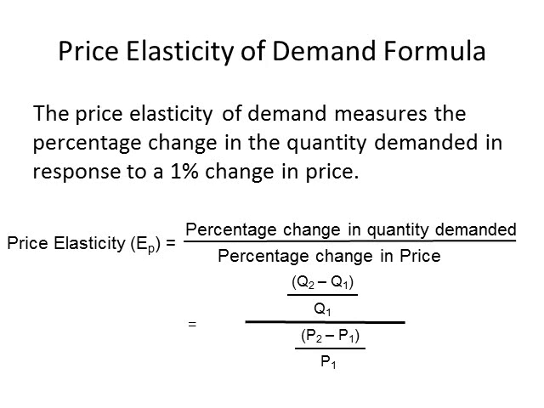The formula for the price elasticity of demand is the percentage change in the quantity demanded divided by the percentage change in price. While the general formula is useful, we will use the formula (Q2 minus Q1) divided by Q1, divided by (P2 minus P1) divided by P1, to estimate the price elasticity of demand.